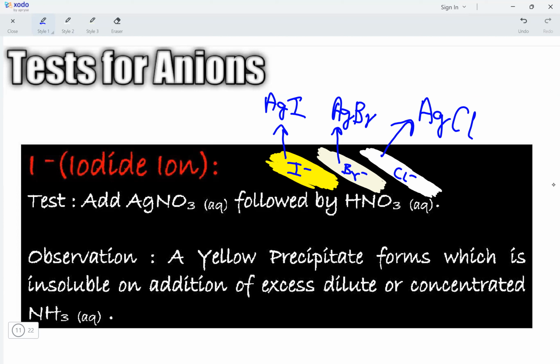Okay, so the observation here states a yellow precipitate forms which is insoluble on addition of excess dilute or concentrated ammonia. Here, even if you add concentrated ammonia, it will not dissolve. So this precipitate remains insoluble in ammonia, whichever concentration of ammonia you use. So these were the tests for the halide ions.